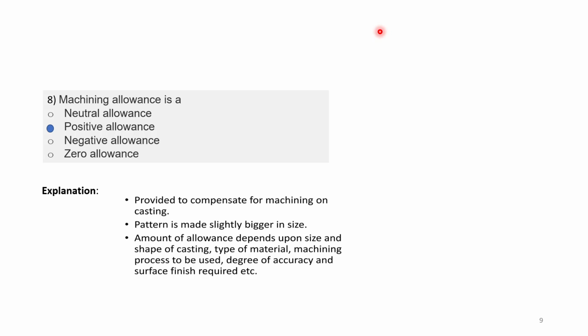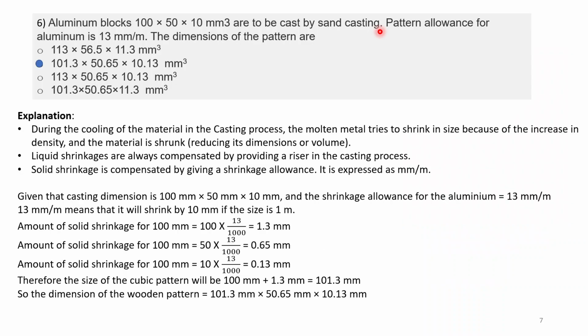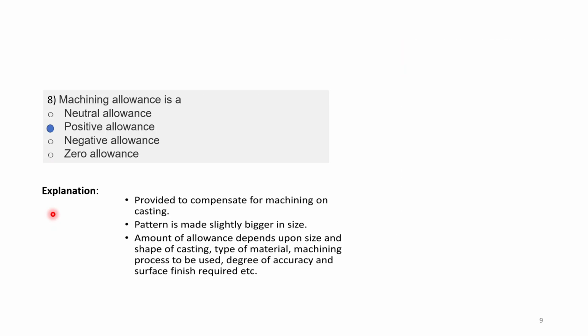So all these factors will influence how much extra material you will take, because as we saw in the previous question, there you have almost precise dimensions that you will be taking, right? There you already know that aluminum shrinks this much after solidification, so you have to take this much allowance. So in machining you have to base these things on the type of material, shape of casting, machining process to be used, and degree of accuracy and surface finish required.